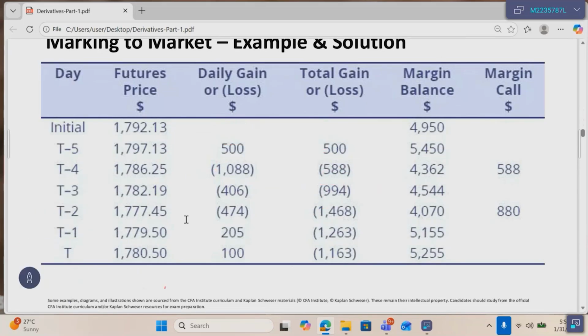Now, when I say mark to market, this is my daily gain or loss, day by day, and that's my margin balance. I have decided that at this price, I will be able to consider that 1792. Any questions? So this is what I effectively agreed, and based on this, I have maintained a balance of so much.